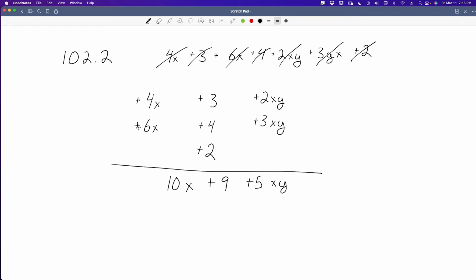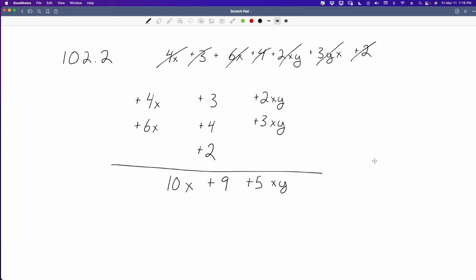Because I used the stacking method, it was a lot easier to organize all of these terms by sorting them into the ones that go together. So that's a technique that might be helpful for you as you go through finding like terms, especially if you have these big, long expressions that you need to combine. Try stacking and see if it simplifies it for you.